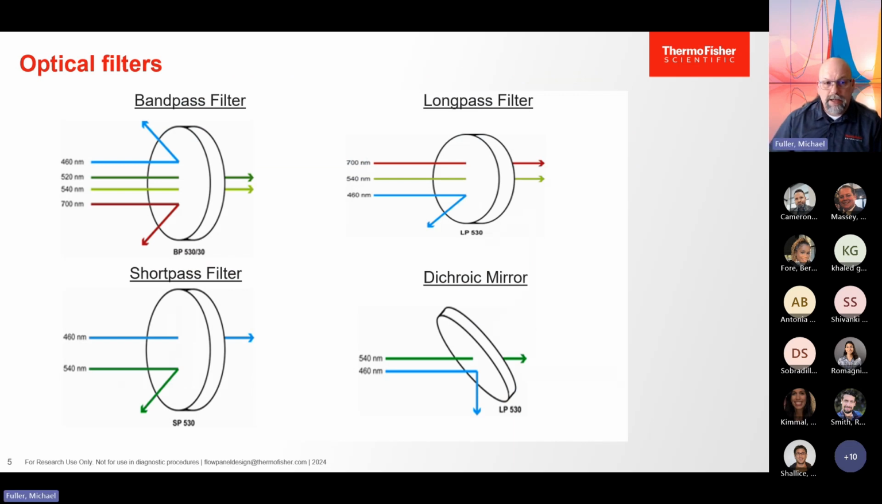We then have long pass filters, or LP for short. These are followed by a single number. The way that these work is they will allow through all light with the indicated wavelength and higher. Anything below that wavelength will be deflected off.